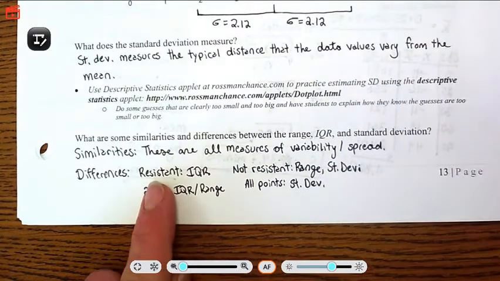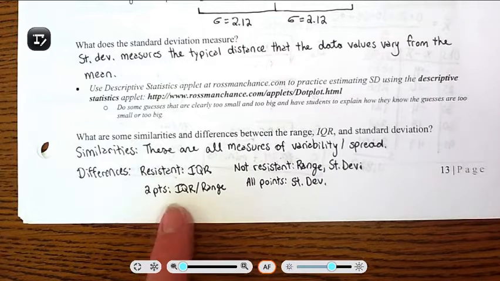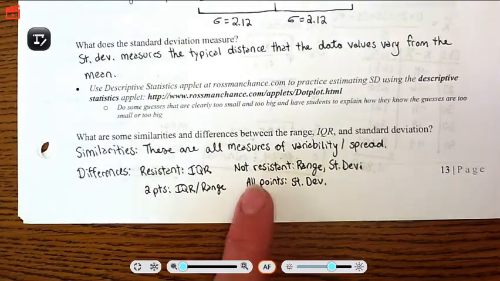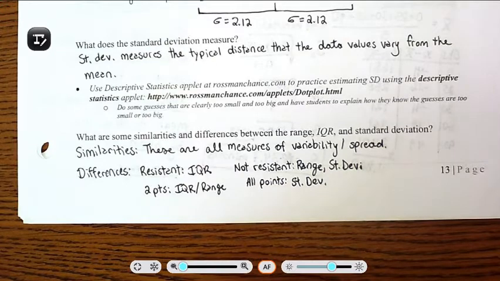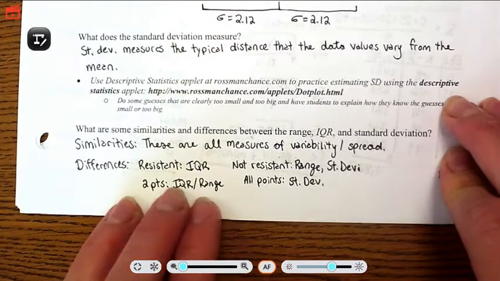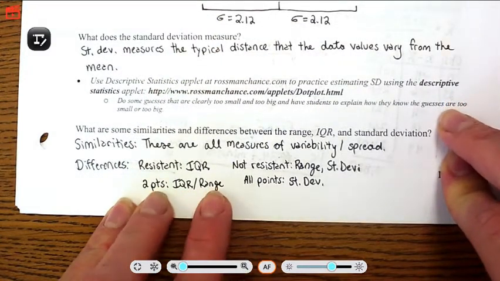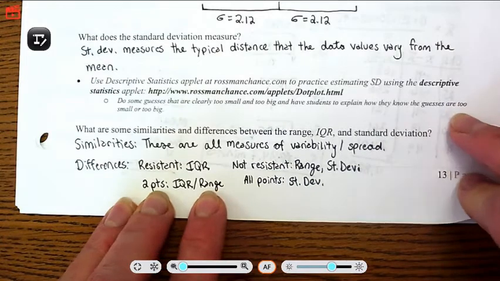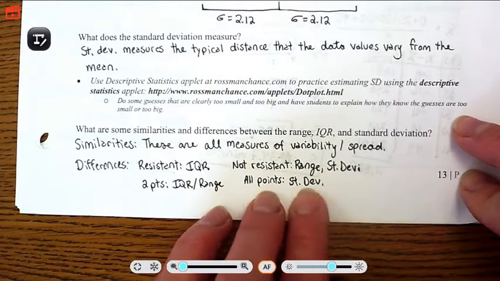Differences. The one that is resistant is IQR. Not resistant are range and standard deviation. Okay. IQR and range only use 2 points, but range uses the most outer 2 points, so it is of course affected by extreme data values. Standard deviation does account for all the points in the data set.